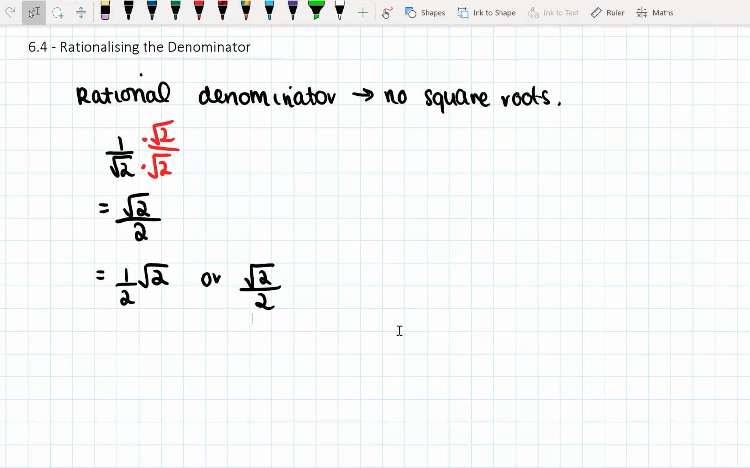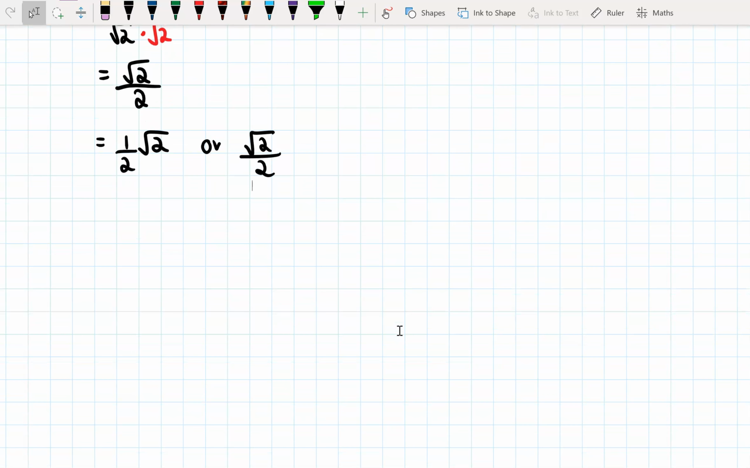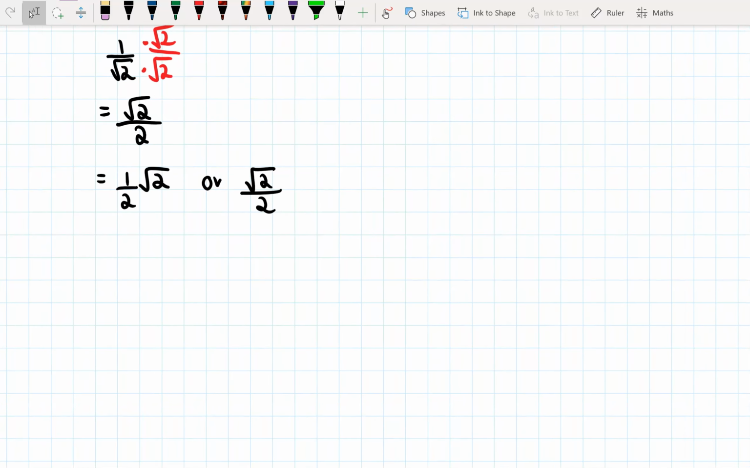So this is basically it. It doesn't really get much harder than this. So for example, if I gave you, I don't know, what could we do? We could do 3 root 2 divided by 4 root 3. So let's have a look at this one. We know straight away that the first thing we're going to do is look at the denominator and look at what root we have. So we have here root 3. We want that to go away. So we're going to multiply it by root 3, which means we're also going to multiply the numerator by root 3.